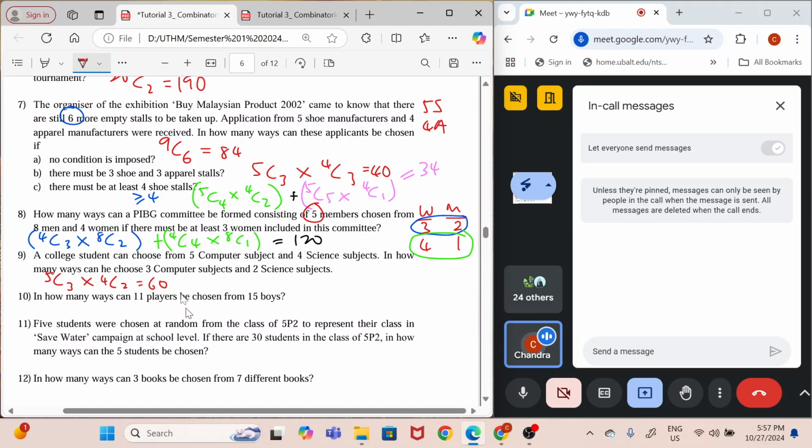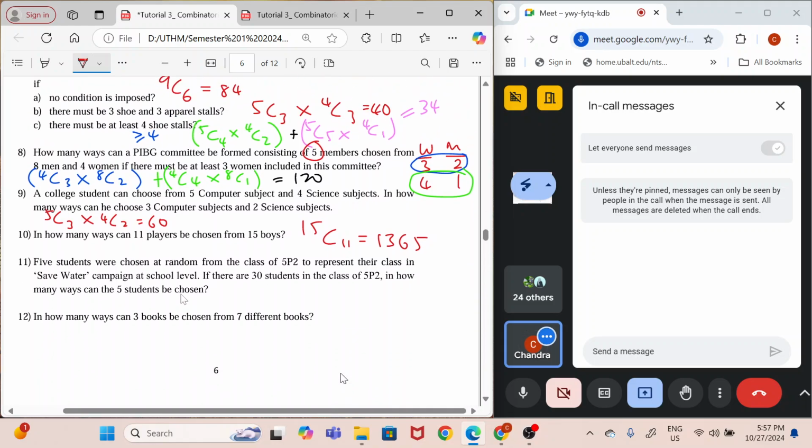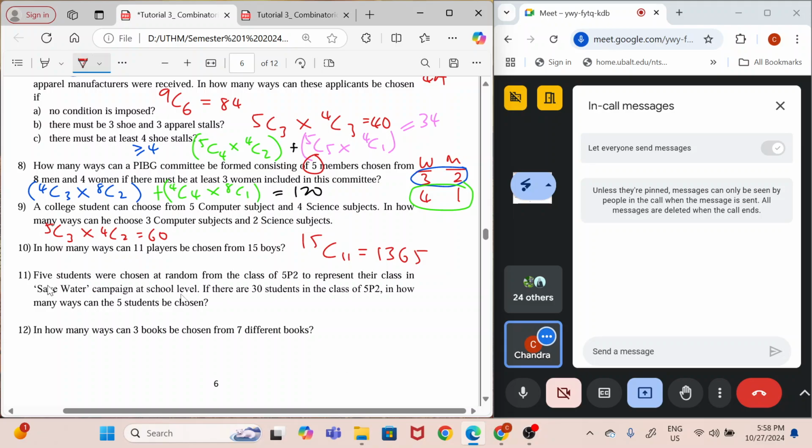In how many ways can 11 players be chosen from 15 boys? 15C11 is 1365. 5 students were chosen at random from a class to represent their class in a safe water campaign. If there are 30 students, in how many ways can we choose 5 students? 30C5, that would be 142506. And last one, 12. 7C3, that would be 35.